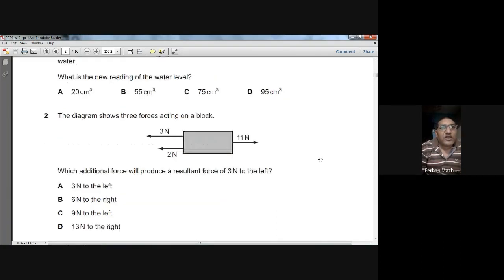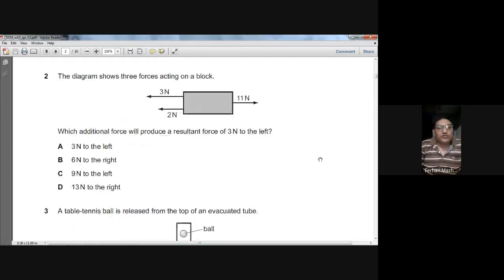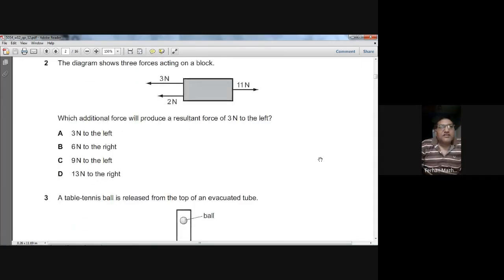Okay, dear students, we are moving to question number 2, a little bit tricky question. The diagram shows 3 forces acting on a block. On your diagram, you can see there are 2 forces acting towards the left side, 3 Newton and 2 Newton, and 1 force is acting towards the right side, which is 11 Newton. Which additional force will produce a resultant force of 3 Newton to the left?